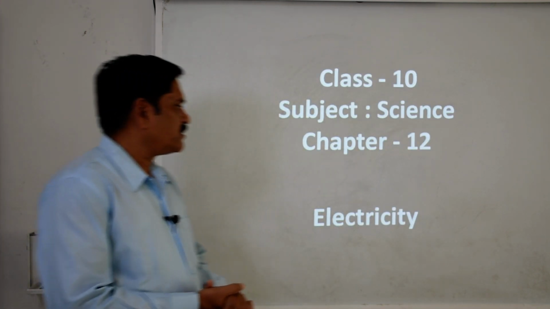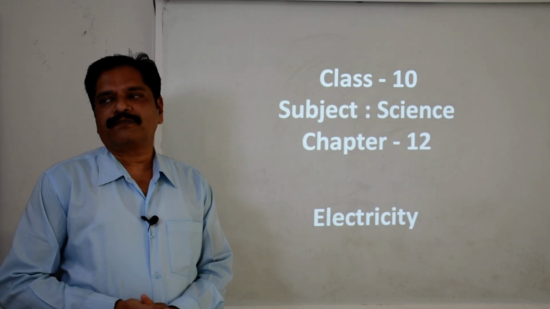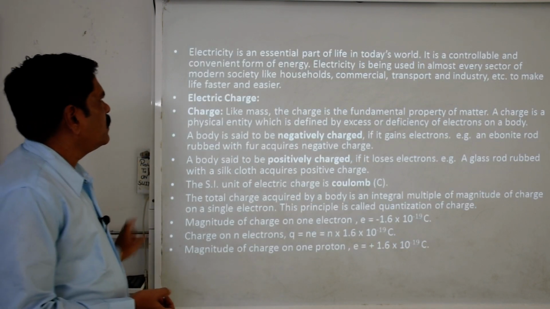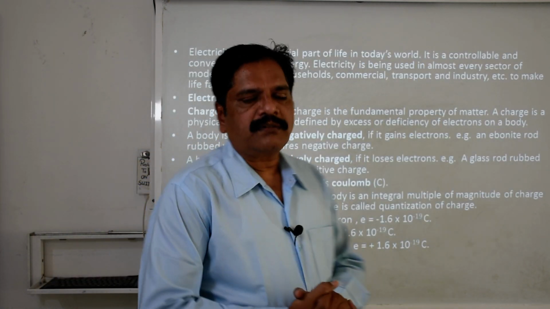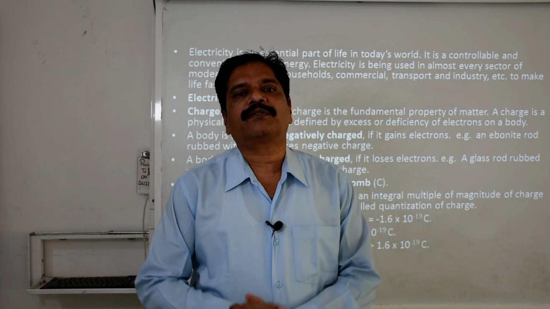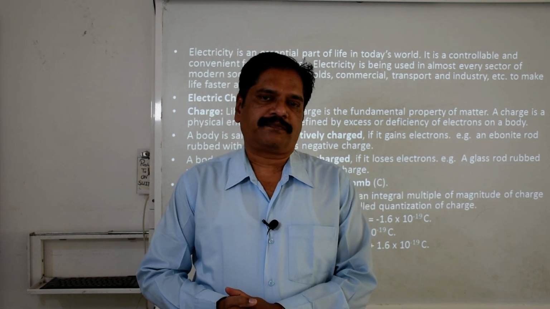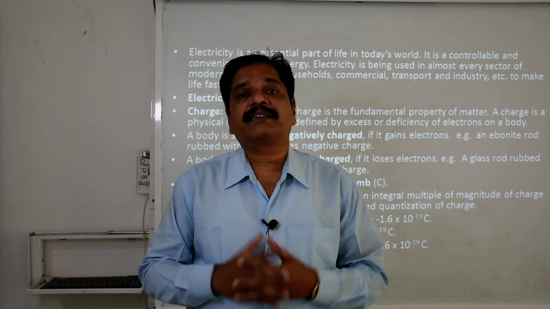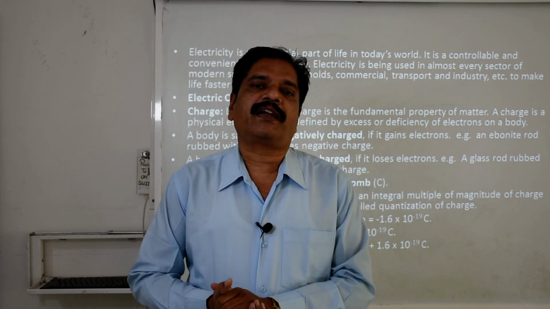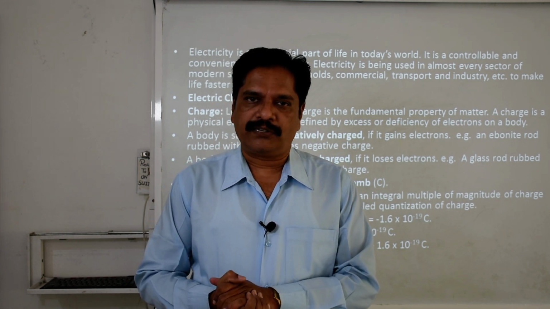Today we are going to start the new chapter, chapter number 12 from the physics portion, that is electricity. As you know, in this modern period of life, in the present era, we can't imagine life without electricity. As we know, electricity is the most convenient, most efficient and most easily usable form of energy.